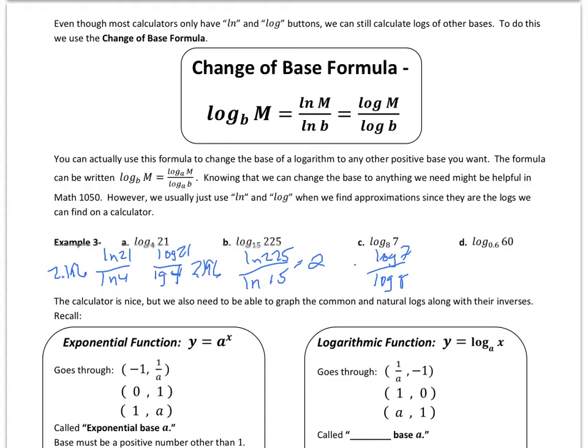What is it? 0.93578, we'll just stop there for now. Okay, log base 0.6 of 60, tell me what you're gonna type in. Log of 60 over log of 0.6. And we get negative 8.0151511, okay, we'll just leave it at negative 8.